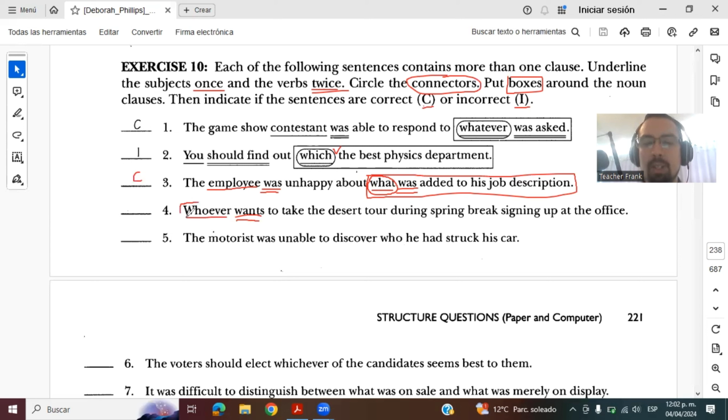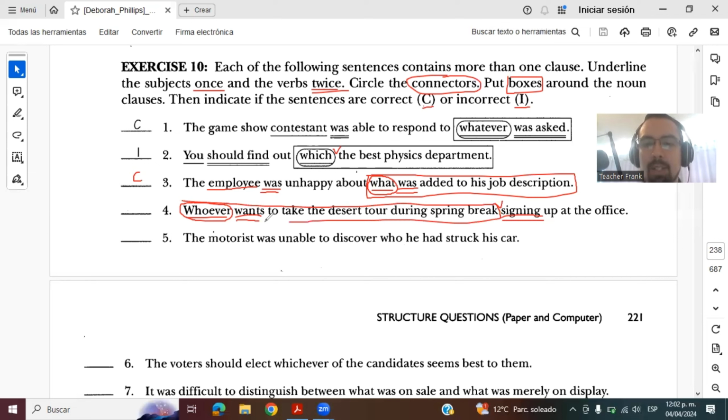Whoever is also, like we just saw, a connector. And then we have another verb over here, signing, right? But we're missing something. We can't just say signing. What are we missing? Is, right? Is signing up. Whoever wants to take the desert tour during spring break. And all of this is a noun clause as a subject, right?